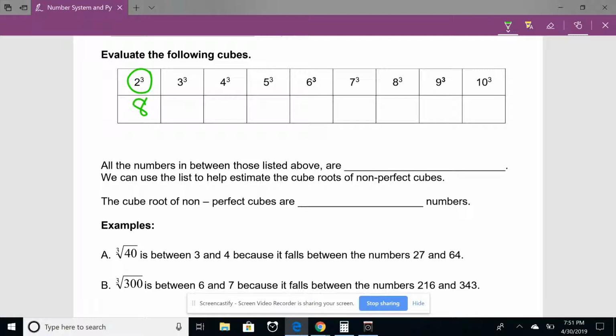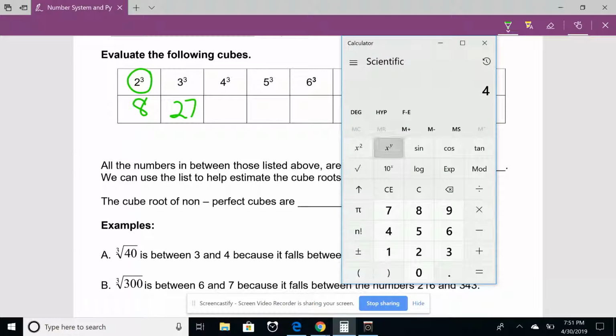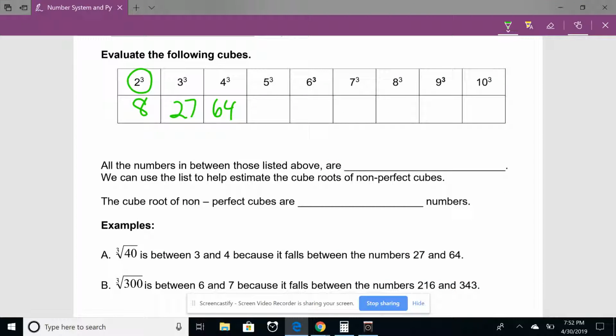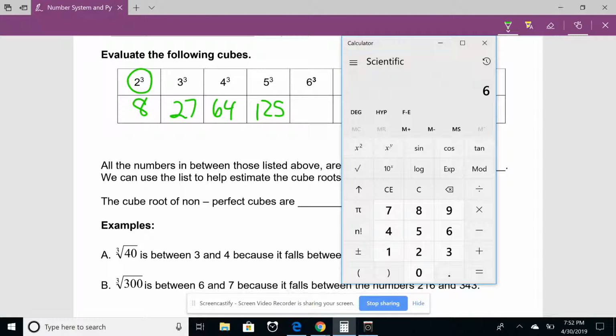3 cubed is 3 times 3, which is 9, times 3, which is 27. 4 cubed, 4 times 4 is 16, times 4 is 64. 4 cubed is 64. 5 cubed, 5 times 5 is 25, times 5 is 125. 6 cubed is 6 times 6 is 36, times 6 is 216.